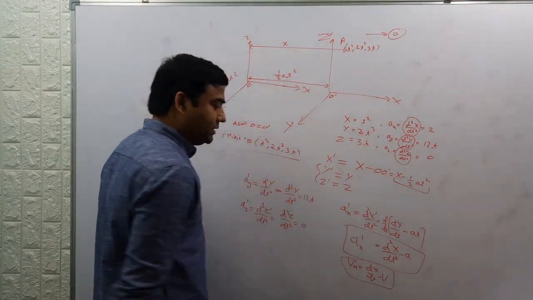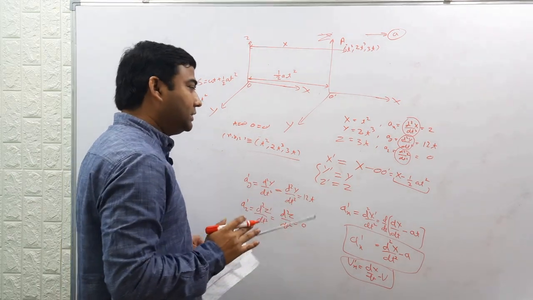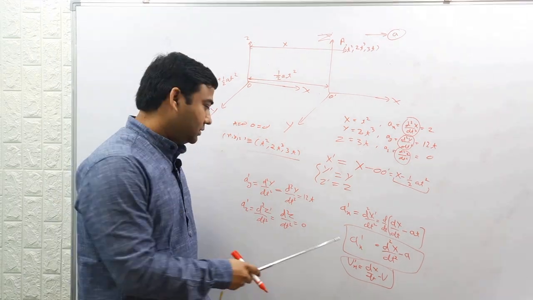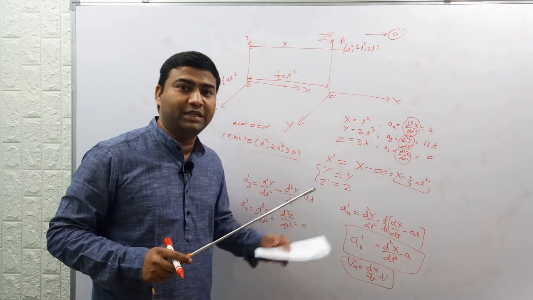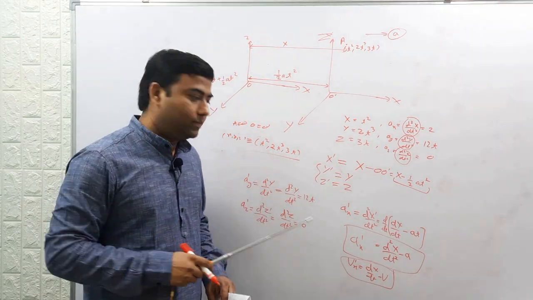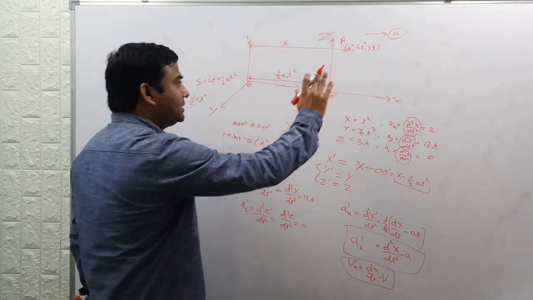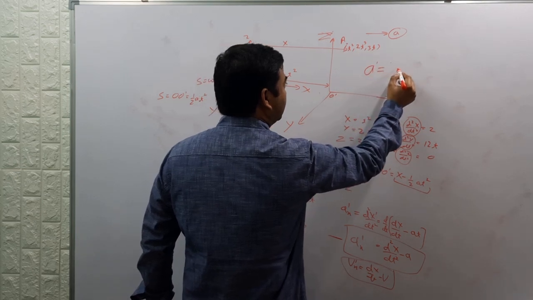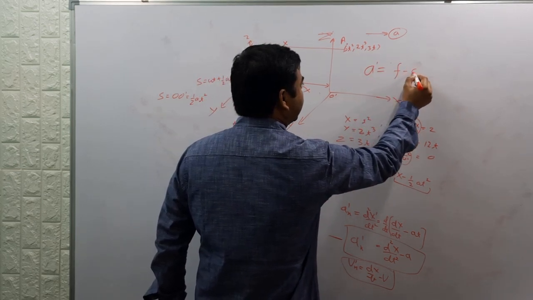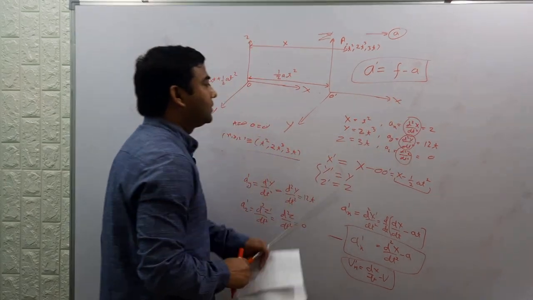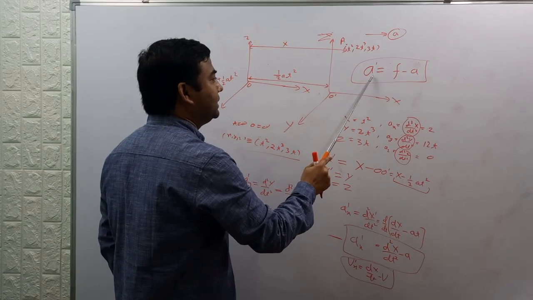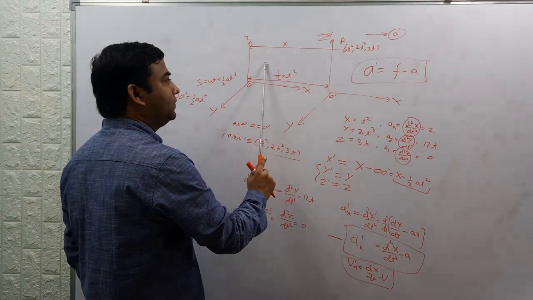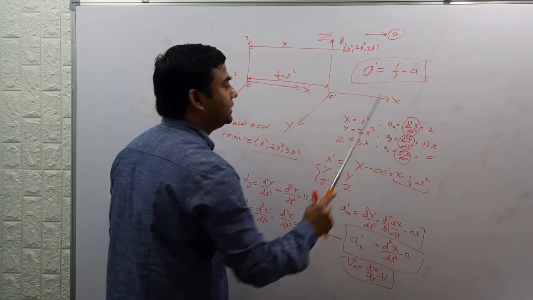So this is for one direction, but I have already told you these are vector expressions and they are valid for all directions. This is only for one direction, for explanation purpose, to make the explanation simple. But this is a vector equation, so the general form is a dash is equal to f minus a, where a dash is acceleration of a particle moving in this new frame, f is acceleration of the particle in old frame, and a is acceleration of this frame.